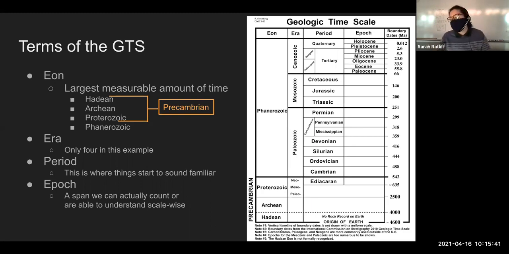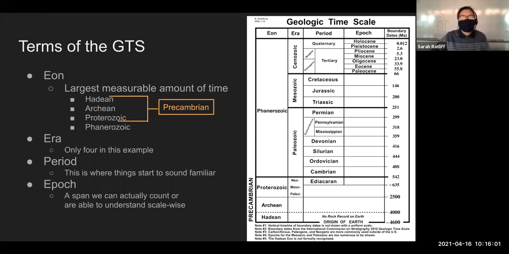Periods are where we're going to start hearing terms that are a little more familiar. Triassic, Jurassic, Cretaceous, those are our dinosaur periods. Cambrian, like our Cambrian explosion. Permian, you may have heard, there's a big extinction event called the Permian extinction. So some of these should start to sound more familiar. But periods are still really, really big units of time.